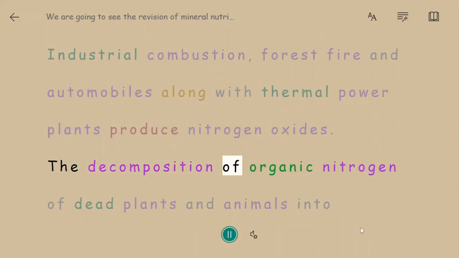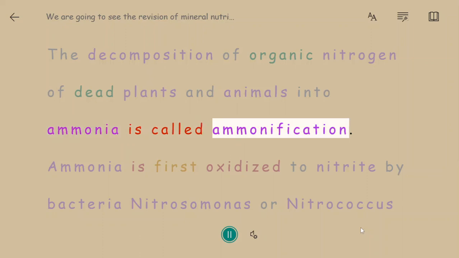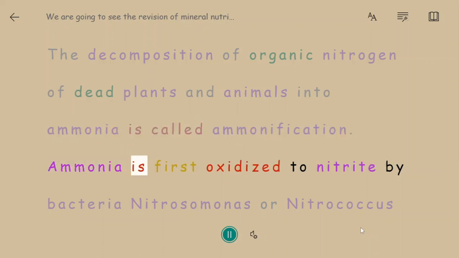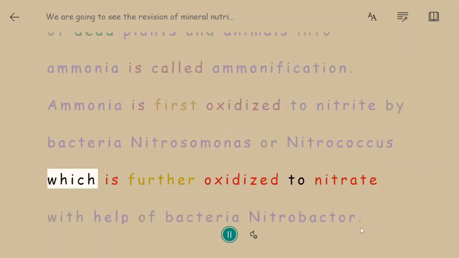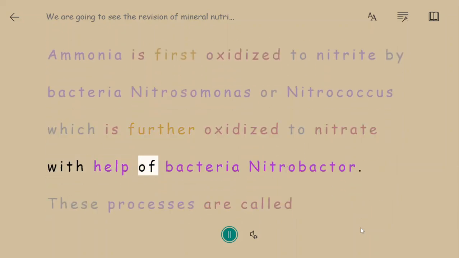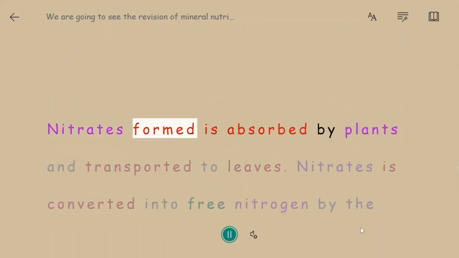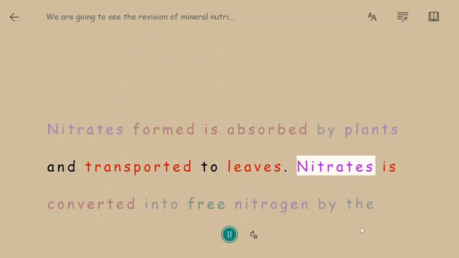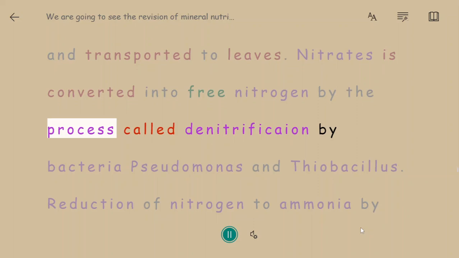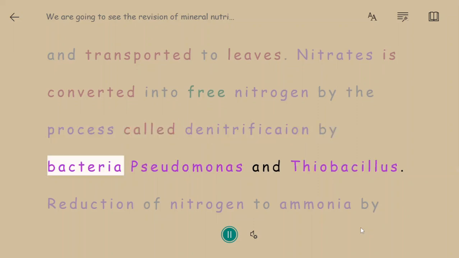The decomposition of organic nitrogen of dead plants and animals into ammonia is called ammonification. Ammonia is first oxidized to nitrite by bacteria Nitrosomonas or Nitrococcus, which is further oxidized to nitrate with the help of bacteria Nitrobacter. These processes are called nitrification. Nitrates formed are absorbed by plants and transported to leaves. Nitrate is converted into free nitrogen by the process called denitrification by bacteria Pseudomonas and Thiobacillus.